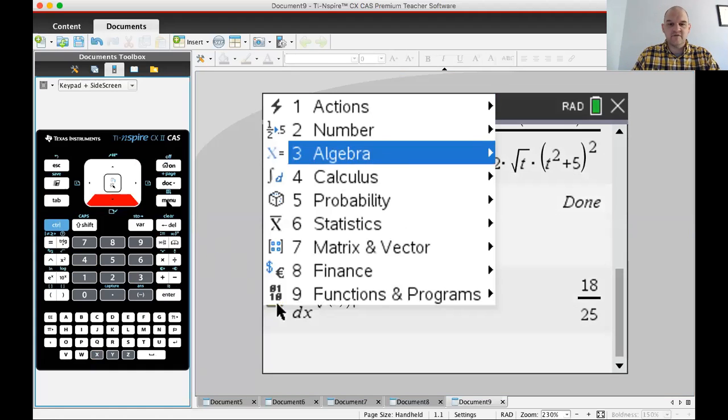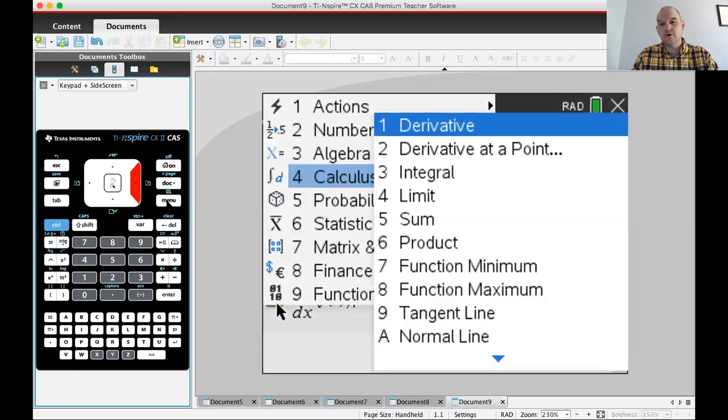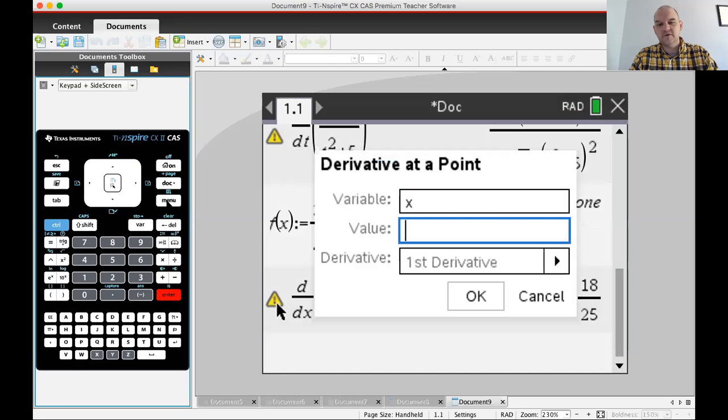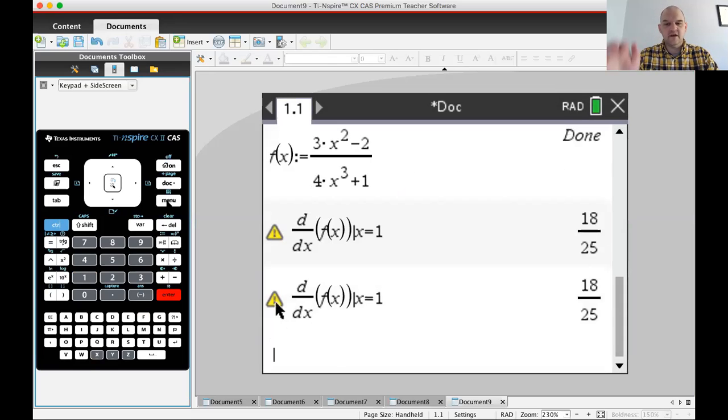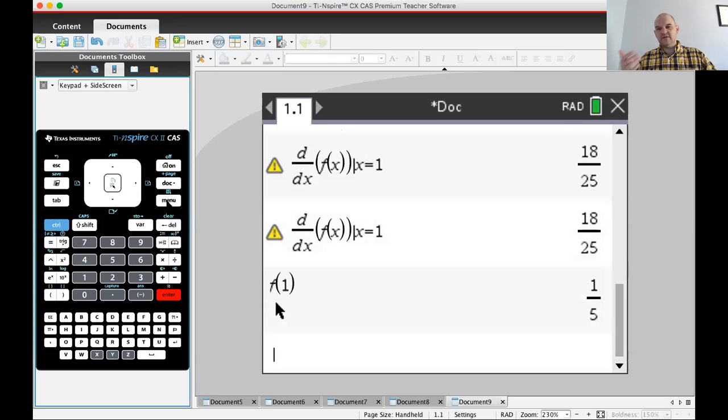Also, because I need a derivative at a point, I could have done menu for 2, and then I would have said variable is x, value is 1, first derivative f of x. Either way, doesn't make a difference. F of 1 is 1/5, so we got it right. We got the right y value, we got the right slope, we wrote a tangent line, killing it.